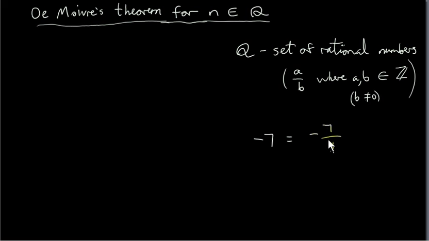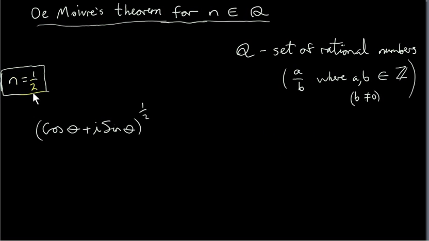So this is a larger set. It includes all the integers, and all the integers include all the natural numbers. So the set of natural numbers is a subset of the set of integers Z, which in turn is a subset of all the rational numbers Q.